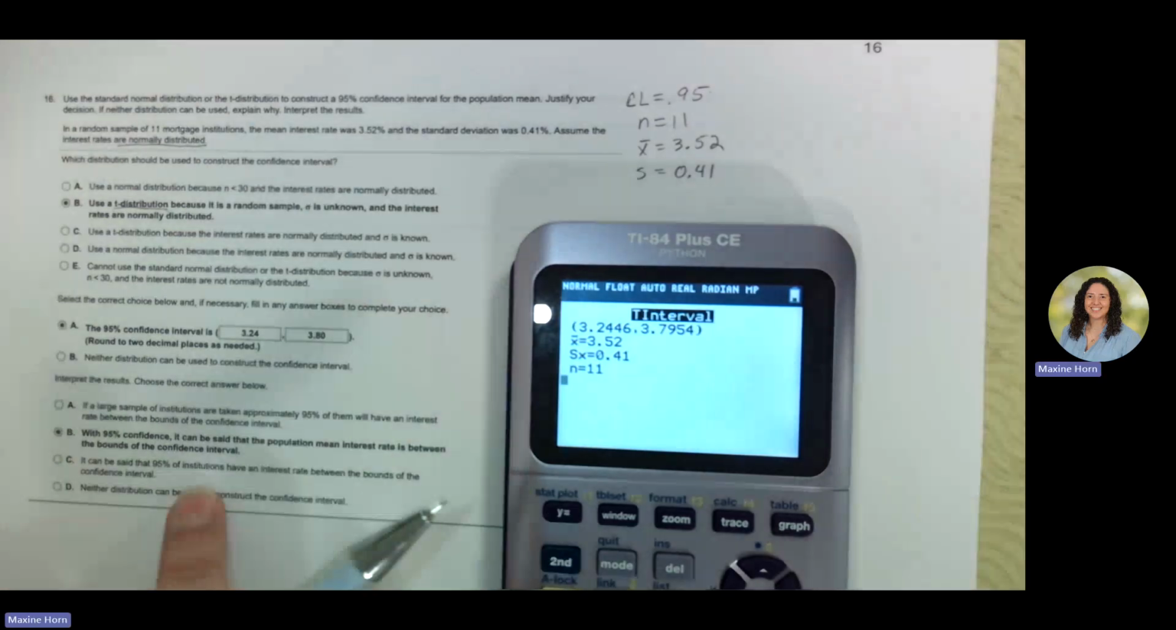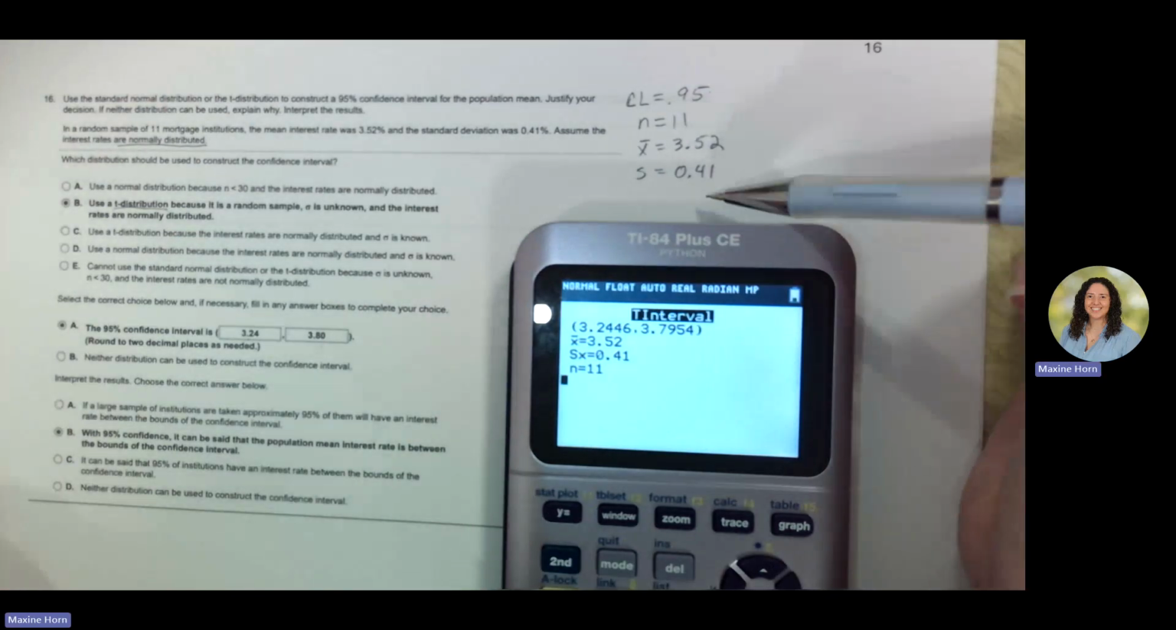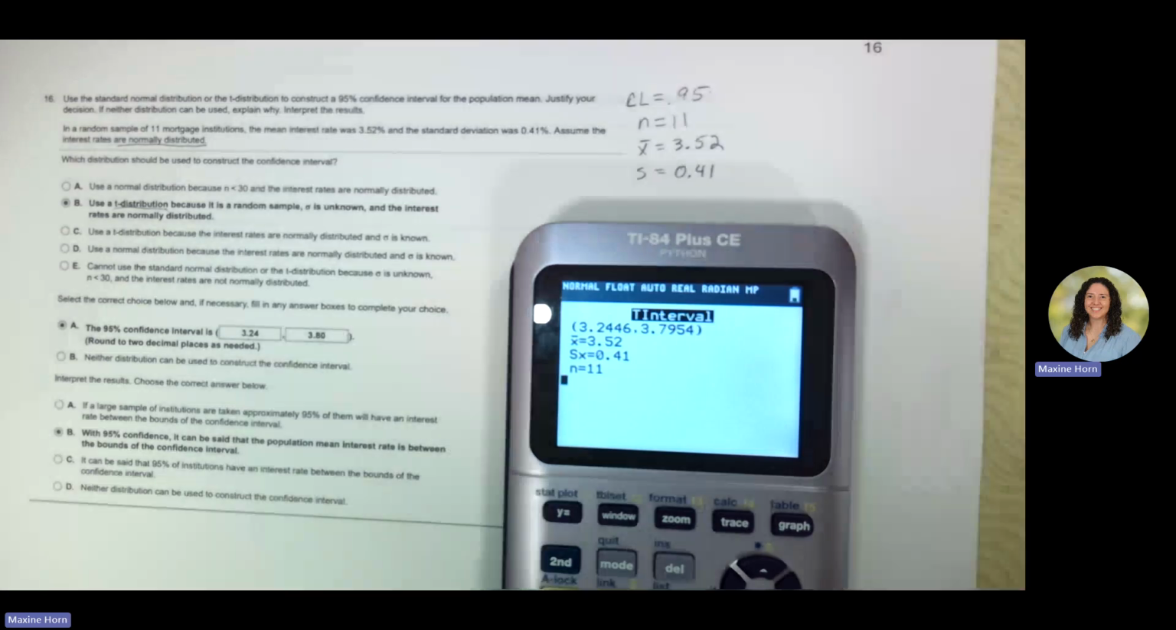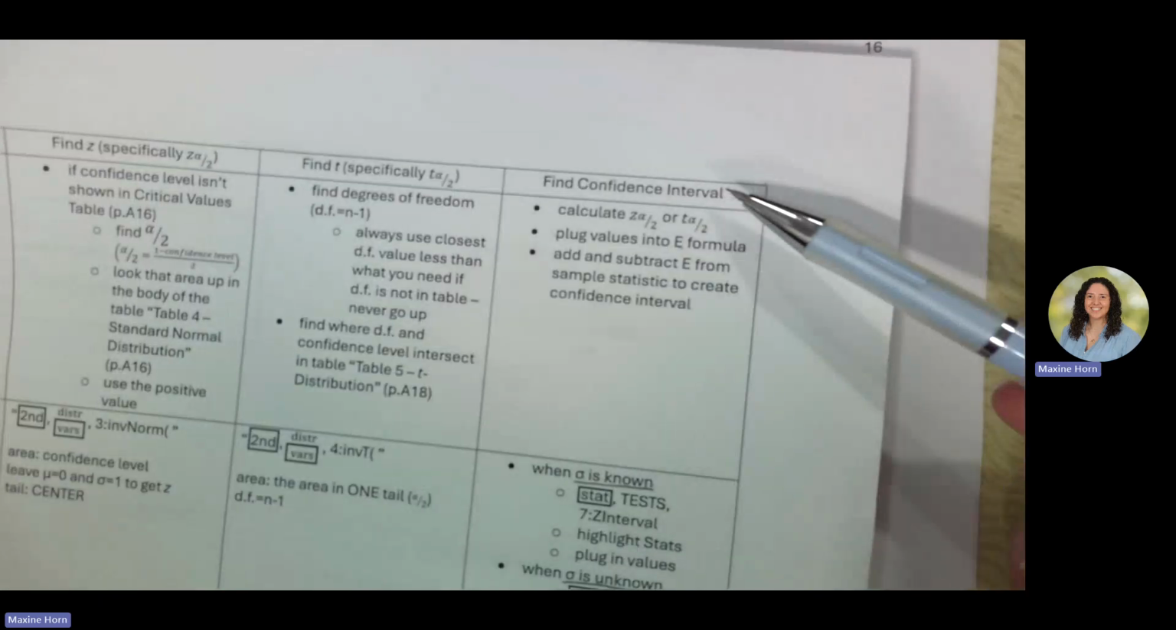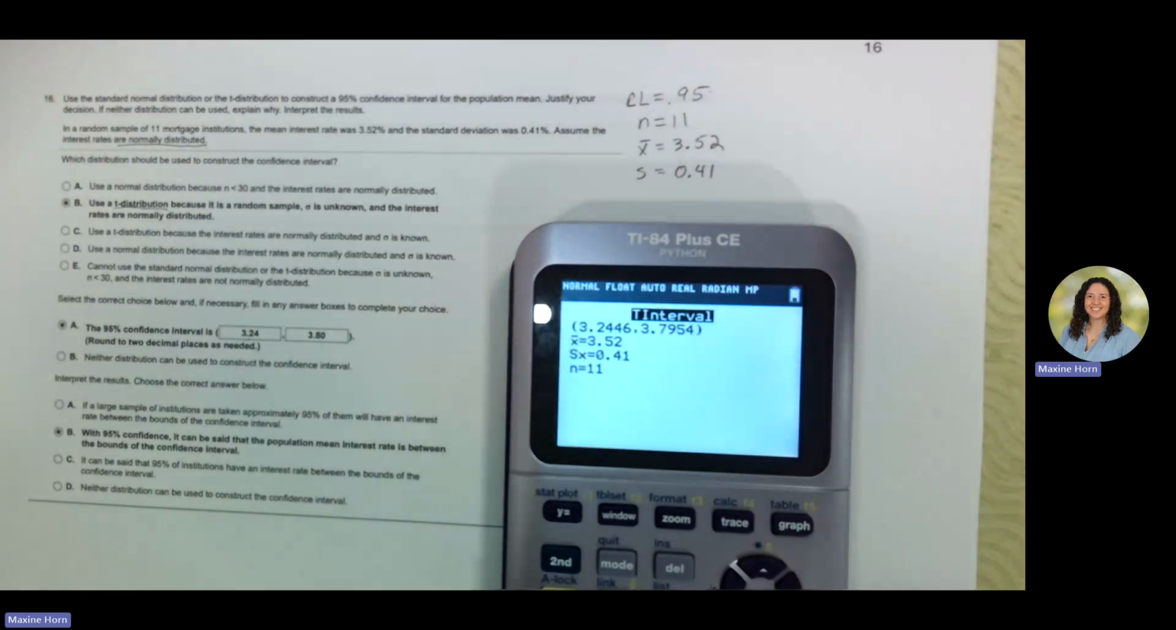So it might look like a lot, but once you label everything and once you know what situation you have and find the confidence interval, if you know which one of these you have, it's hopefully not too scary.